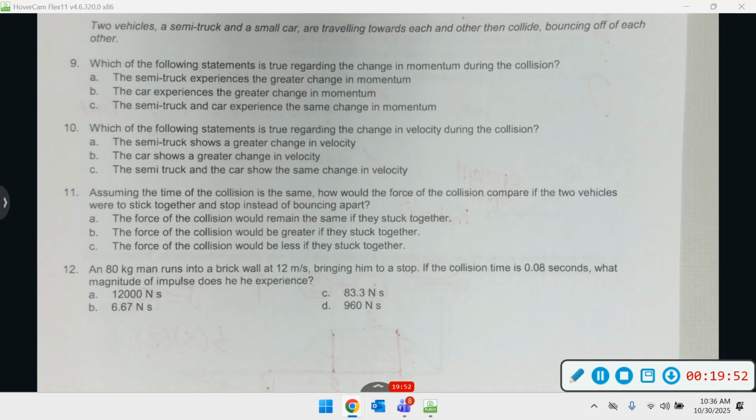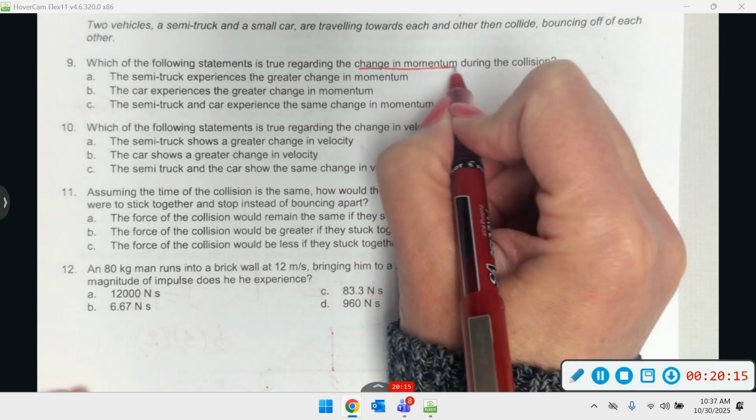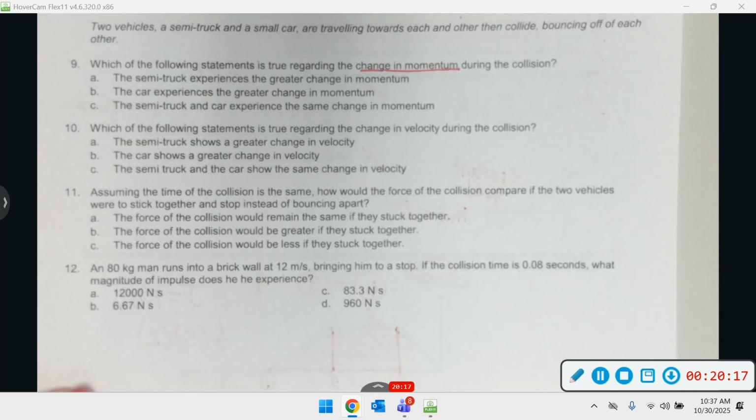It says 2 vehicles, a semi-truck and a small car, are traveling towards each other and then collide, bouncing off of each other. This is the same scenario that was in the review. Now, the question in the review had check boxes and you had to pick which statements were correct, but it's the exact same scenario. So you've seen it before. Okay, it says, which of the following statements is true regarding the change in momentum during the collision?